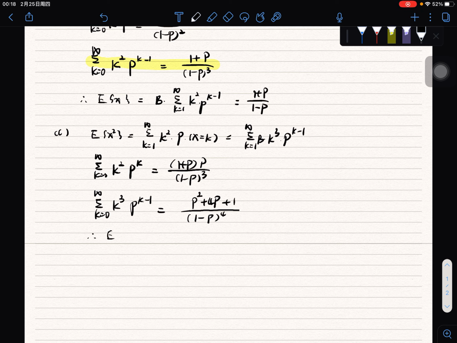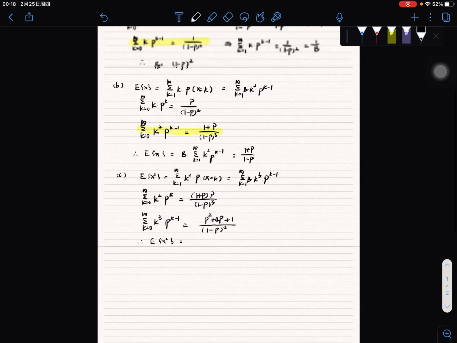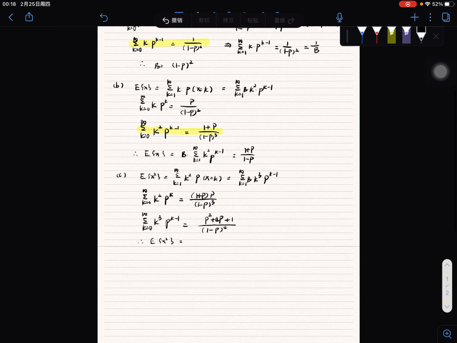And therefore, we will calculate EX squared equals (p squared plus 4p plus 1) divided by (1 minus p) squared.